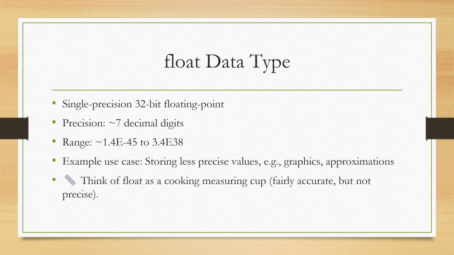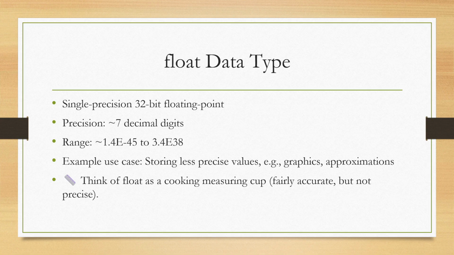Let's start with float. Float takes 32 bits of memory. It is called single precision, meaning it can accurately store about 7 decimal digits. It ranges from 1.4e-45 to 3.4e38. Now what does this range mean?